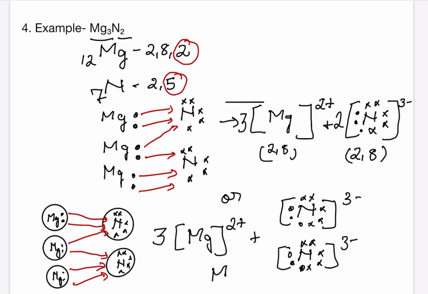Finally we get the structure as the formula Mg3N2. So this is the final formula of magnesium nitride. I hope you have understood it.